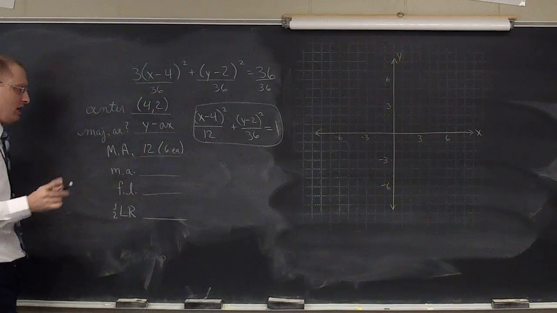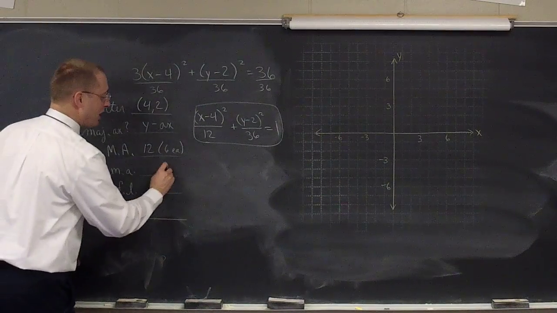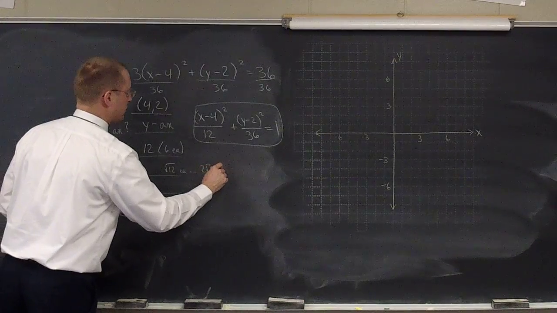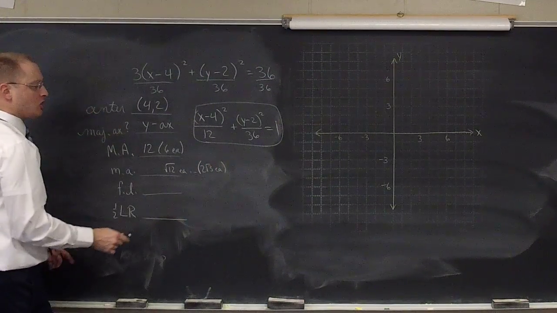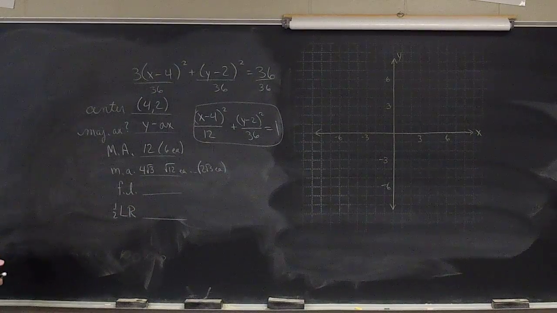Now, here's where it gets fun. What about the minor axis? That's fine. It's going to be square root of 12 each, or you could say 2 times the square root of 3 each, right? So that means it would be 4 times the square root of 3 total, which is just annoying.